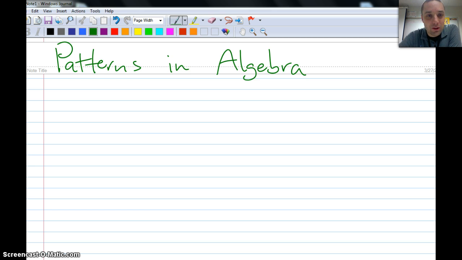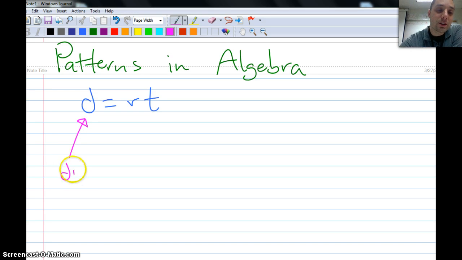So the first one I call the DIRT formula. It's D equals R times T. DIRT, get it? And the D, we use this one a lot in the unit that we did before spring break, the chapter 9. The D stands for distance. The R stands for rate. And the T stands for time.